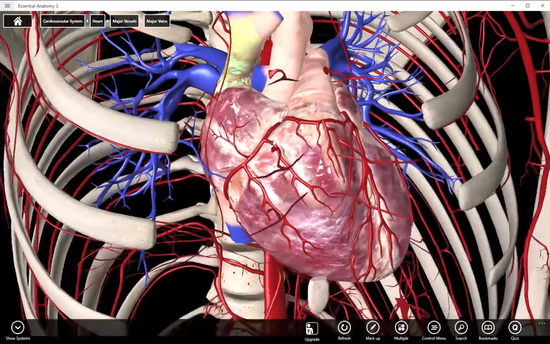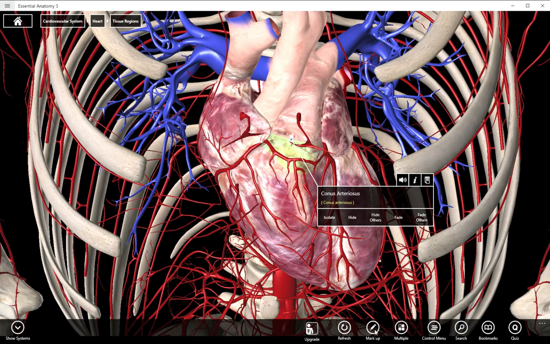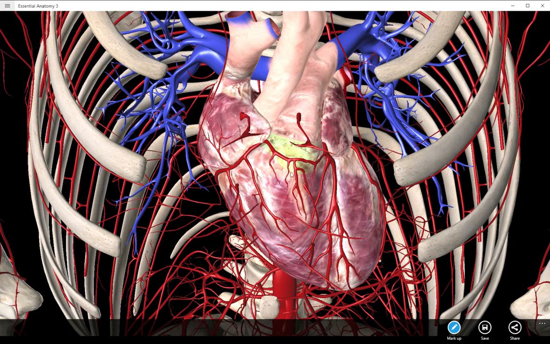The only thing I forgot to mention is the conus arteriosus right there. This is a smooth muscle band around the base of the pulmonary trunk that can kind of constrict or dilate here to affect blood flow to the lungs. So that's called the conus arteriosus.